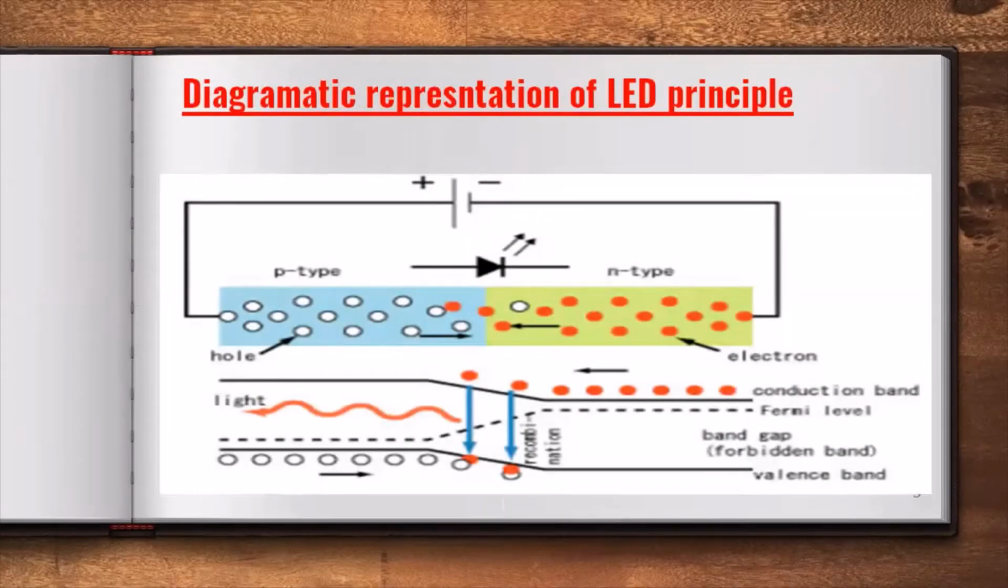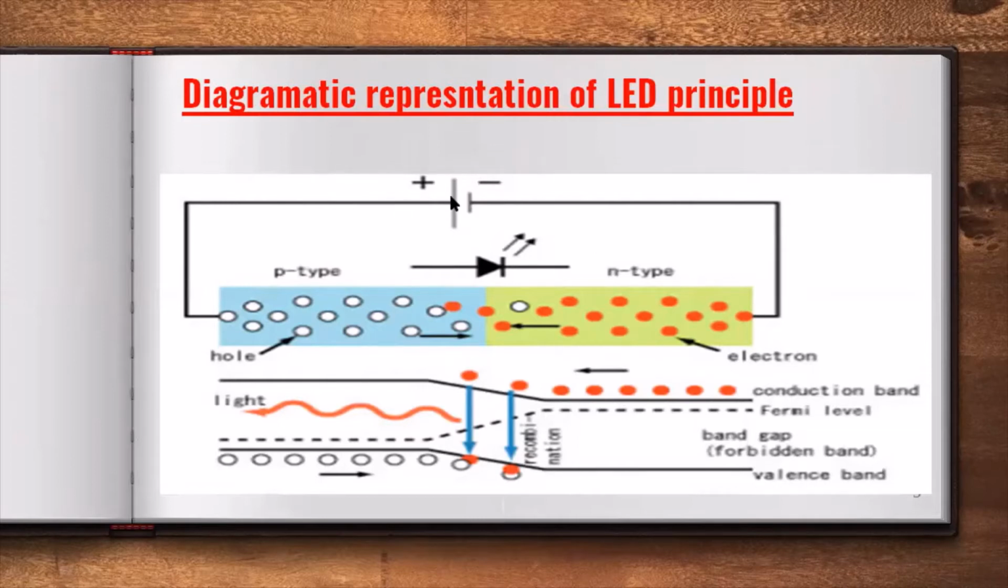And the diagrammatic representation of the LED. Here, this is a p-type semiconductor and this is an n-type semiconductor. In p, the majority carriers are holes, and in n, the majority carriers are electrons. It is connected in forward bias. That means the positive terminal of the battery is connected to the p-type semiconductor, and the negative terminal of the battery is connected to the n-type semiconductor.